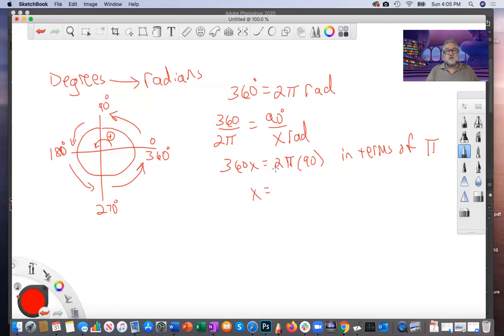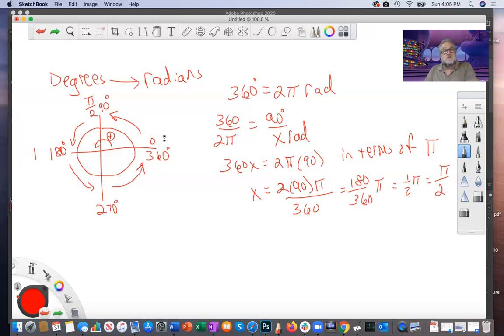So x is going to equal 2 times 90 times pi over 360. And 2 times 90 is 180 over 360. 180 over 360 is 1/2. So it's pi over 2. 90 degrees is pi over 2 radians. Here's another 90 degrees. Pi over 2 plus pi over 2 is pi radians.